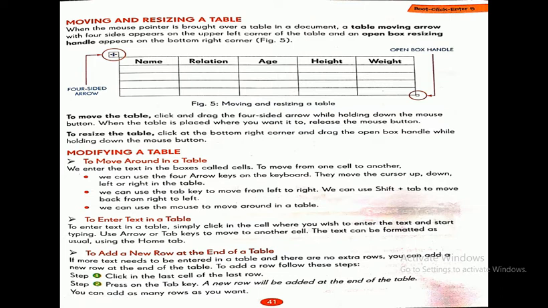We can use these methods. The first one is the arrows on the keyboard, and the second one is we can use the tab key to move from left to right, and the shift plus tab to move from right to left. And we can also use the mouse to move around in a table. These are the three different ways to move around in a table. Now the next is to enter text in a table.